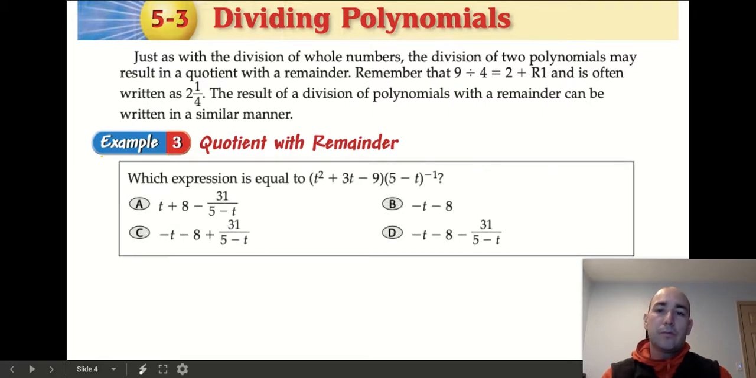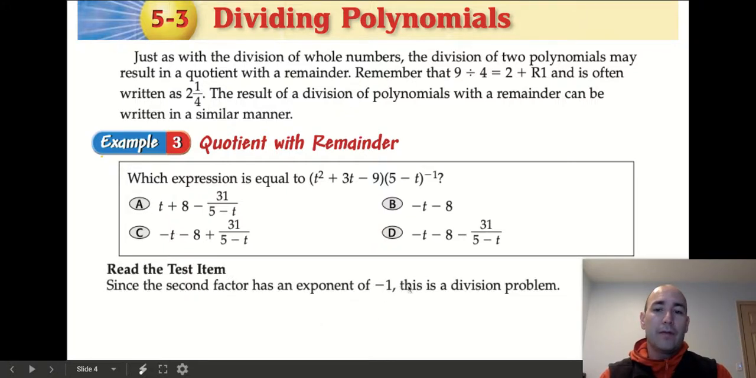So here's an example. This would be an example of a multiple choice test. It says, which expression is equal to t squared plus 3t minus 9, that quantity, times 5 minus t quantity to the negative 1 power. If you remember, negative exponents really refer to the reciprocal, right? So really it's like dividing. If we look at that second exponent of negative 1, it's really like a division problem. This negative 1 exponent drops it down into the denominator of a fraction. So really this is division. It's this 3-term polynomial divided by this 2-term polynomial, right? A trinomial divided by a binomial.